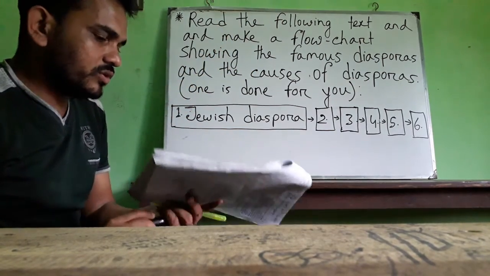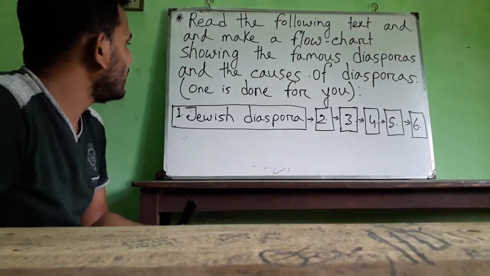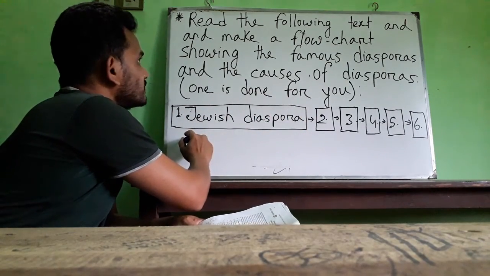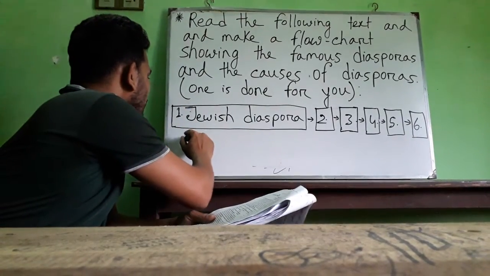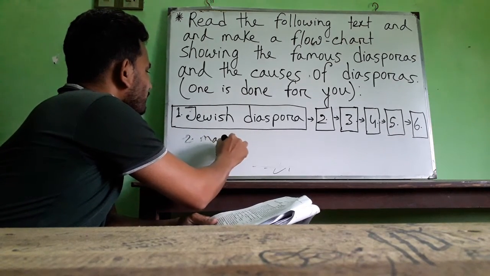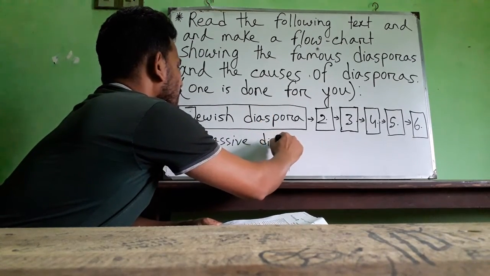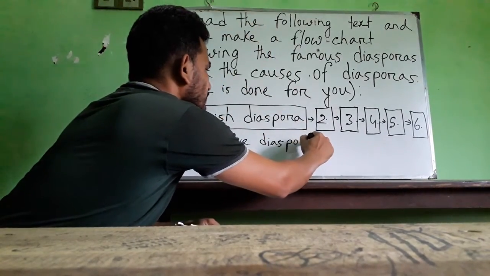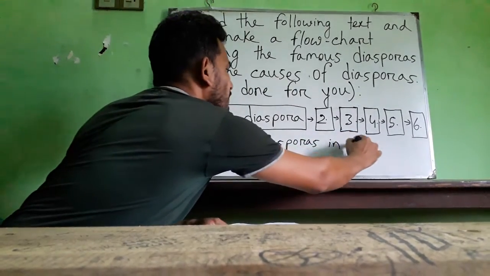Okay, so now we are going to make the flowchart. First, for number 2, you may write massive diasporas in Africa.